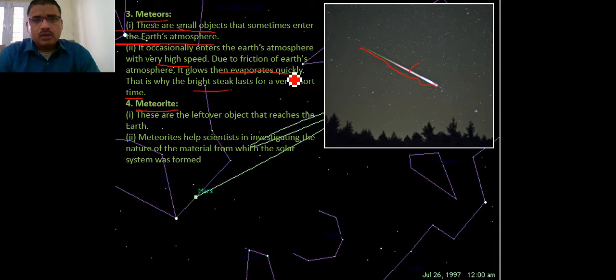Now, when we talk about meteorites, these are the leftover objects that reach the Earth. Meteorites help scientists investigate the nature of the material from which the solar system was formed. On the basis of these meteorites, scientists investigate the nature of the materials from which the solar system was formed. So it is all about some kind of research which you can also observe through a telescope.